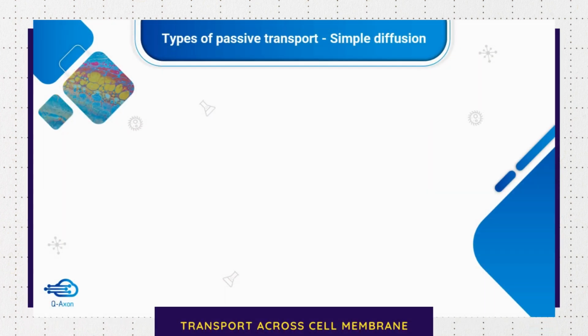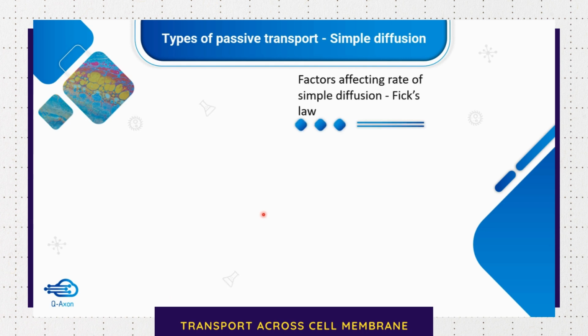But how much time will the substance take to become equal on both sides? That depends on the rate of simple diffusion, and there is a law known as Fick's law which defines the factors which are important for rate of simple diffusion. So there is a concentration gradient. If the concentration gradient difference is more, logically it should take less time for the substance to become equal on both sides.